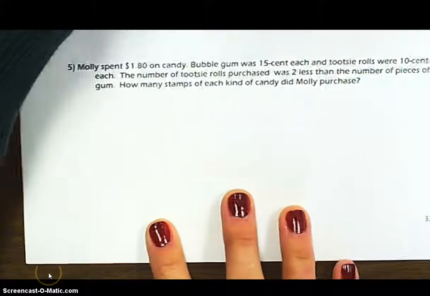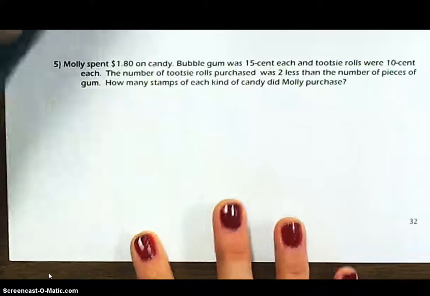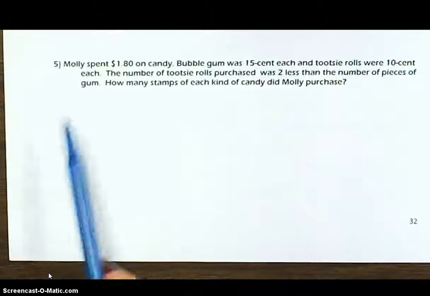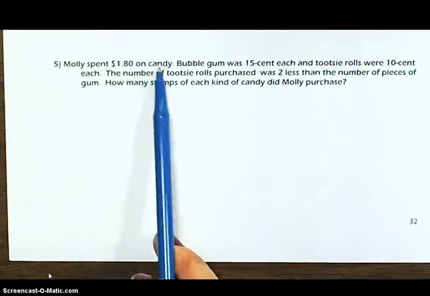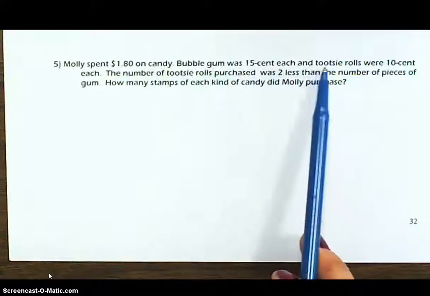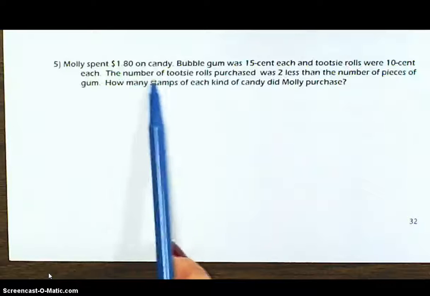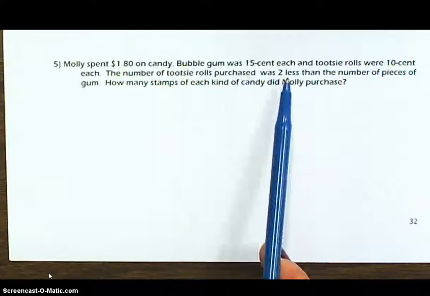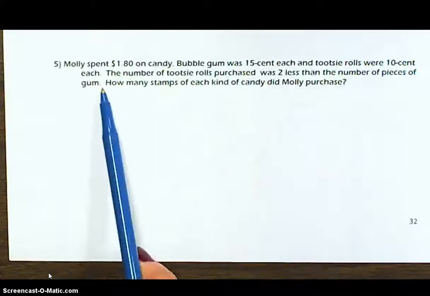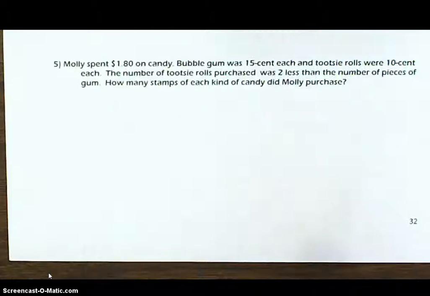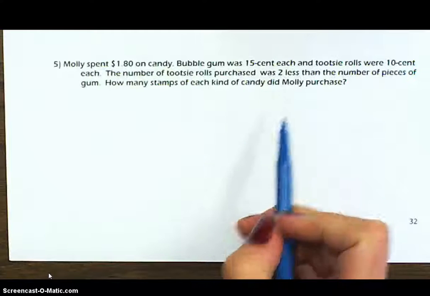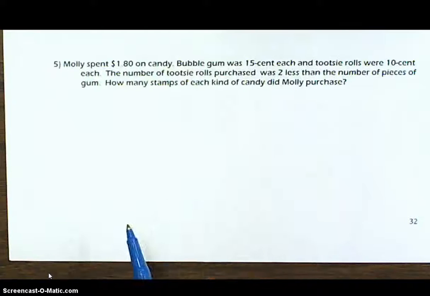Let's take a look at number 5. So we're going to skip number 4. So let's take a look here. Molly spent $1.80 on candy. Bubblegum was 15 cents, Tootsie Rolls were 10 cents each, and the number of Tootsie Rolls purchased was 2 less than the number of pieces of gum. How many pieces of each type of candy did Molly purchase?